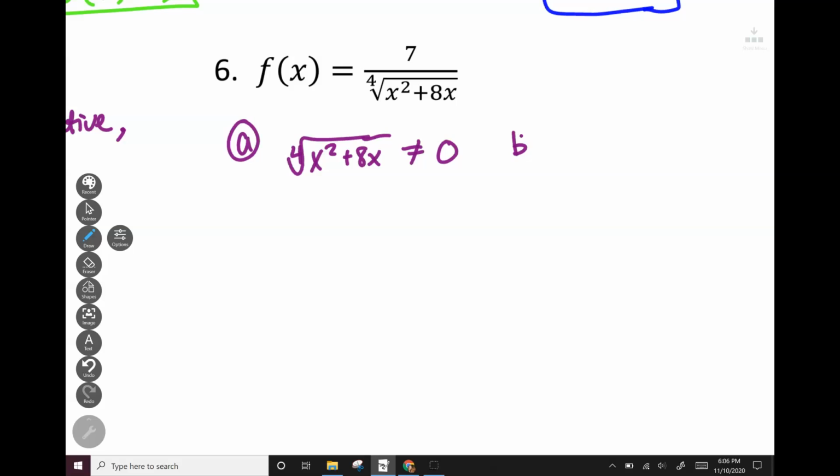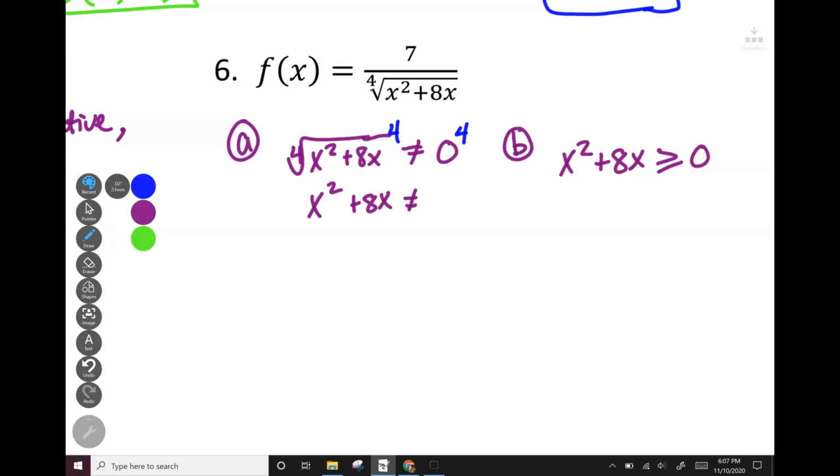And then b says that what's underneath the radical, which is x squared plus 8x, needs to be positive, greater than or equal to 0. All right, so let's solve both of those and see what happens. So x squared plus 8x cannot equal, well, I raise both sides to the power of 4 to get rid of the 4th root. Well, 0 to the 4, 0 times 0 times 0 times 0 is just 0.